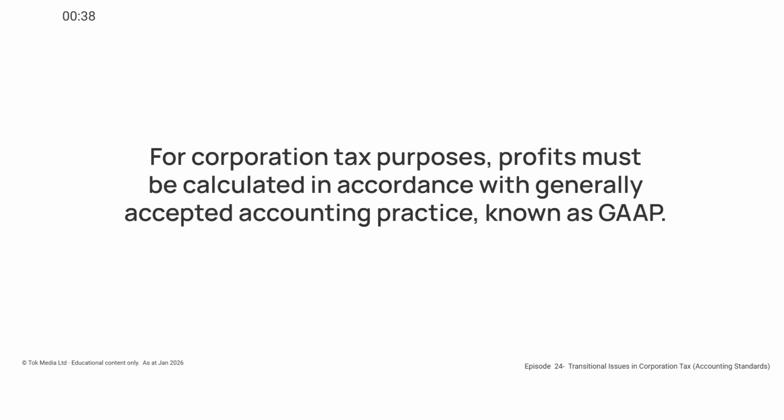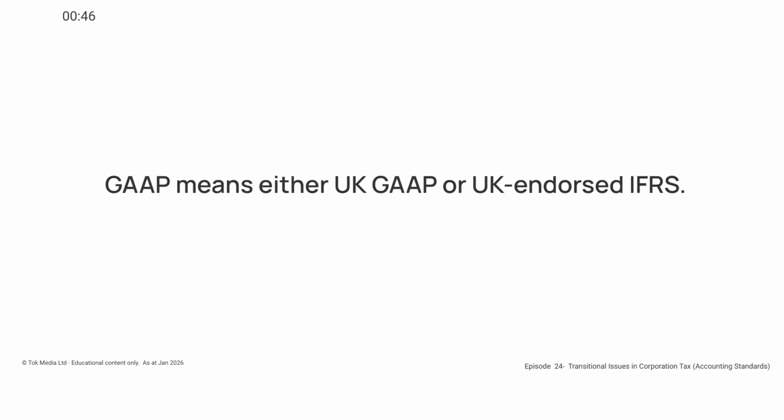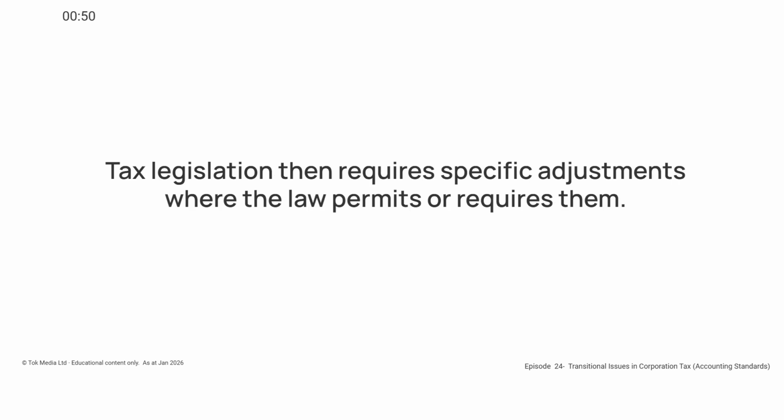For corporation tax purposes, profits must be calculated in accordance with generally accepted accounting practice, known as GAAP. GAAP means either UK GAAP or UK-endorsed IFRS. Tax legislation then requires specific adjustments where the law permits or requires them.